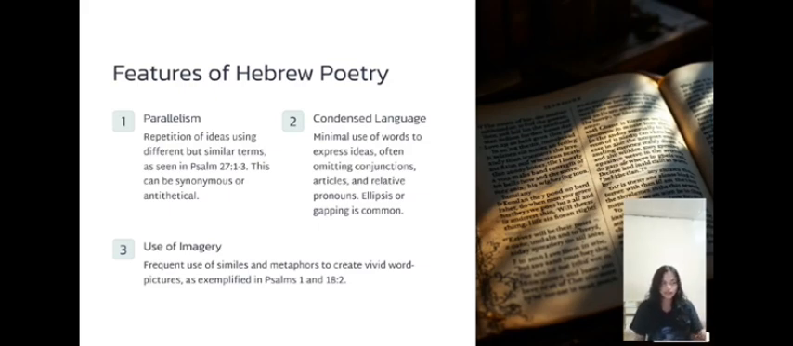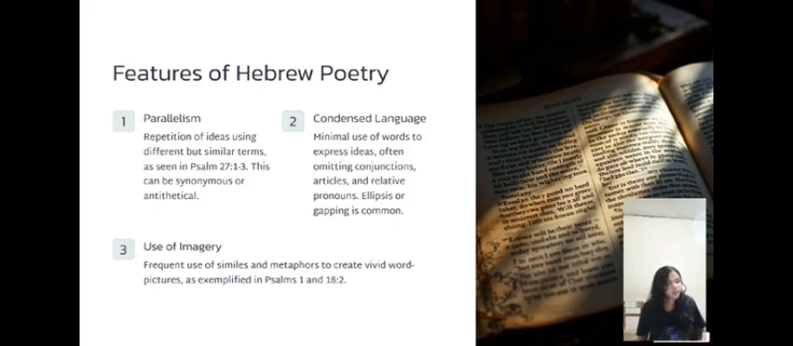Second, we have condensed language. When we say condensed, it means shortened. Condensed language is a minimal use of words to express an idea, often omitting conjunctions, articles, and relative pronouns. Ellipsis or gapping is common. We often see few conjunctions in poetry, especially in Hebrew poetry.